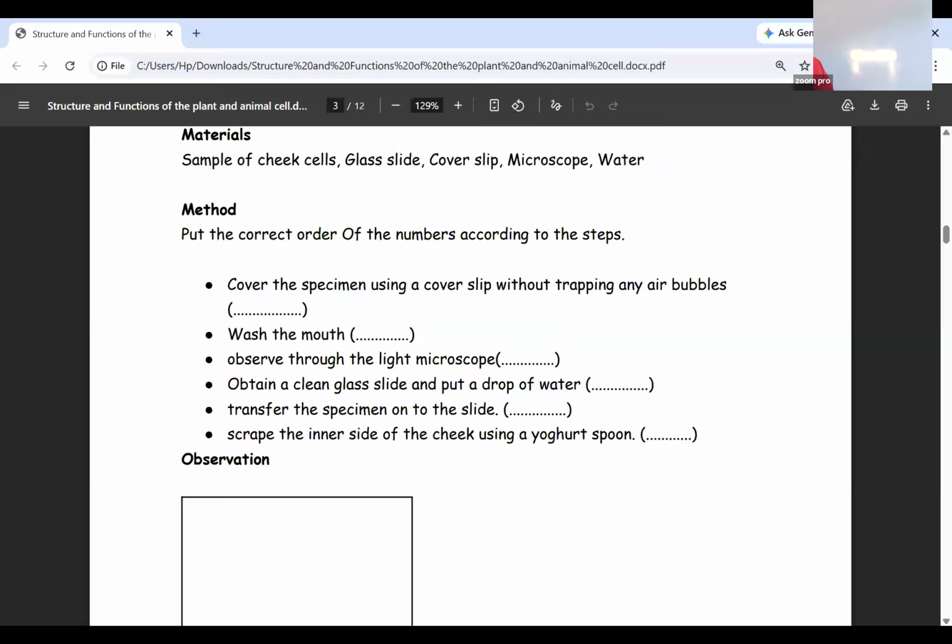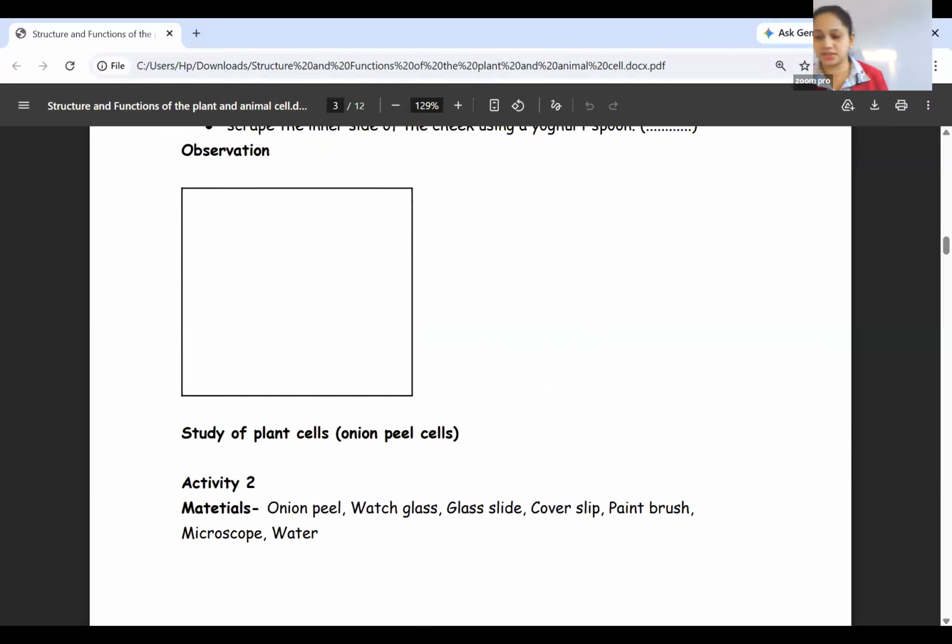Did you put the numbers, right? After putting the numbers, you have to draw the observation. Draw the observation, not now, as a homework you do that. In the textbook also it is given, and you saw the same thing in the video also. Then tell me that you saw them as pink color. Then how has it happened? Are the cheek cells pink color? Are the cells pink in color?